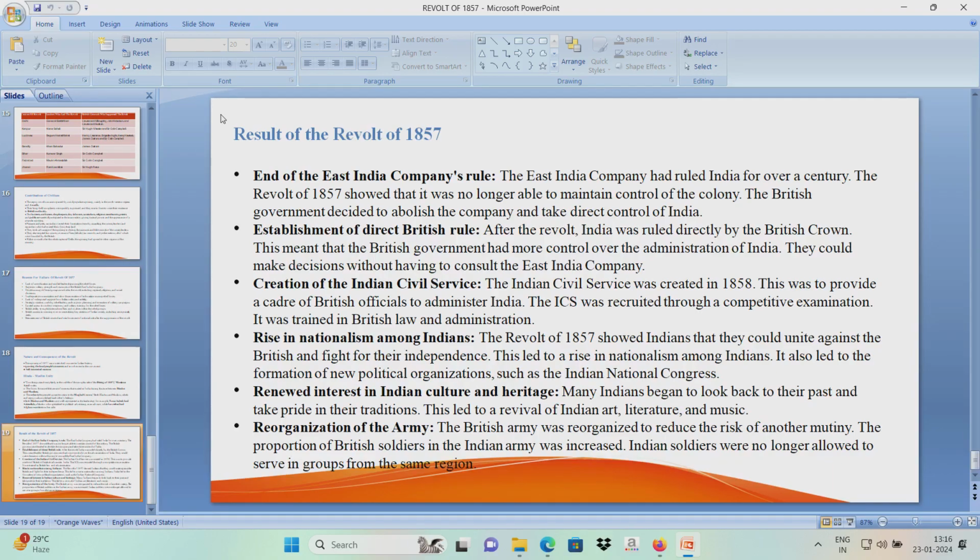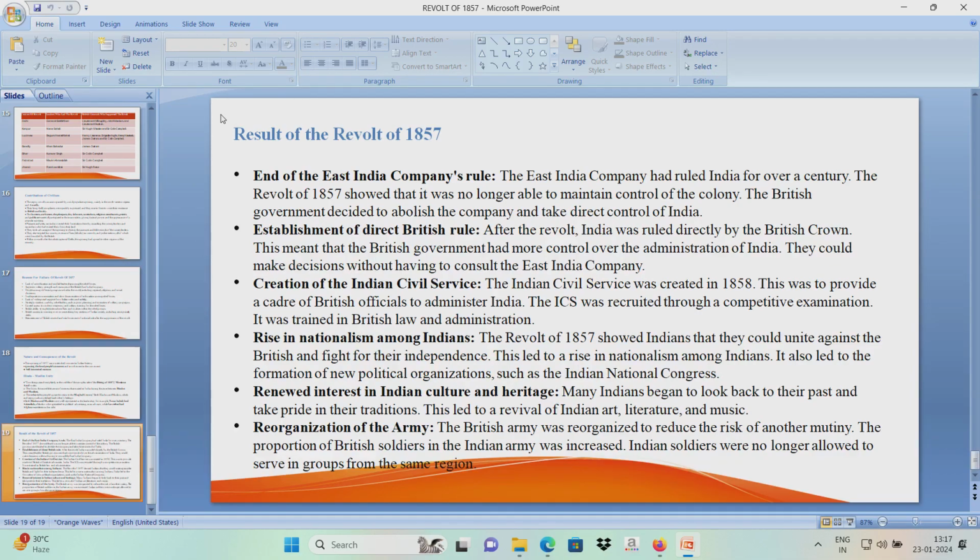So next one is the rise in nationalism among the Indians. Hereafter, the patriotic sense began to grow among the Indian people. The revolt of 1857 showed the Indians that they could unite against the British and fight for their independence. This led to a rise in nationalism among the Indians. It also led to the formation of new political organizations such as the Indian National Congress in 1885. Renewed interest in Indian culture and heritage. Many Indians began to look back to the past and take pride in the traditions. This led to a revival of Indian art, literature and music.